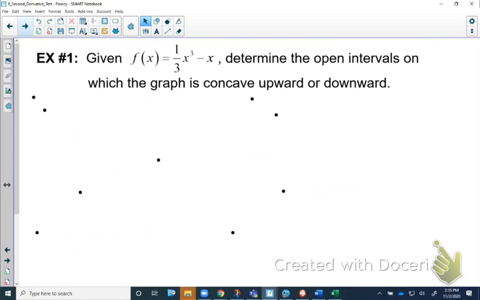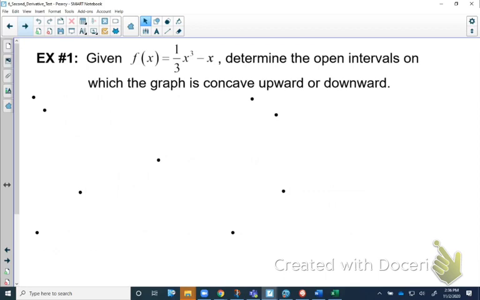Here we're given a function, one third x cubed minus x, and we're asked to determine the intervals at which the graph is concave up or concave down. So what we need to do is a candidate's test for the second derivative of the function.